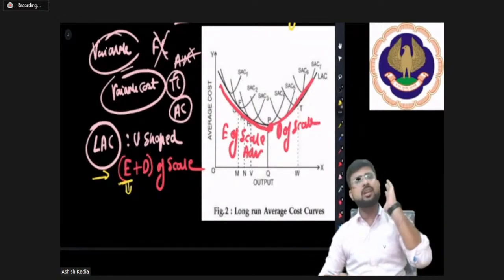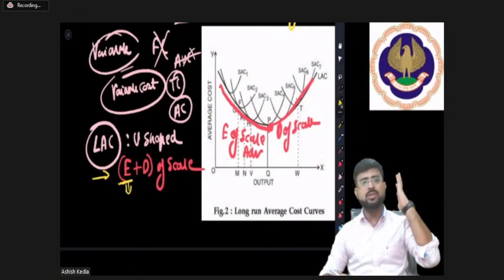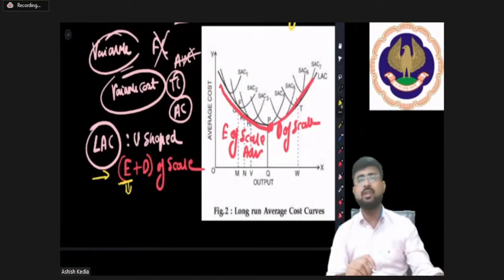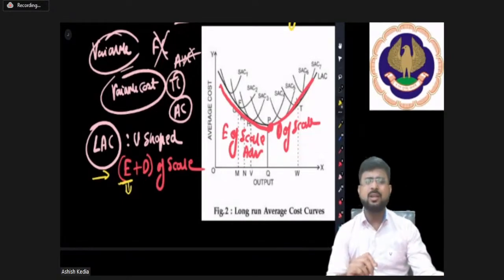Today we will talk about economies and diseconomies at a great length. Almost 45 minutes to 1 hour I'll talk about this only. But then pay attention here. First you need to know what is the shape of LAC curve in the long run. What is the shape of LAC curve in the long run? Come on everybody, I need to know your answers yaar. Correct.